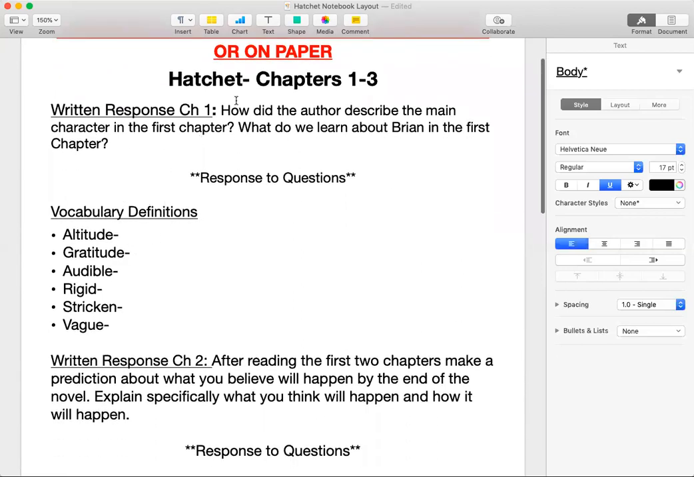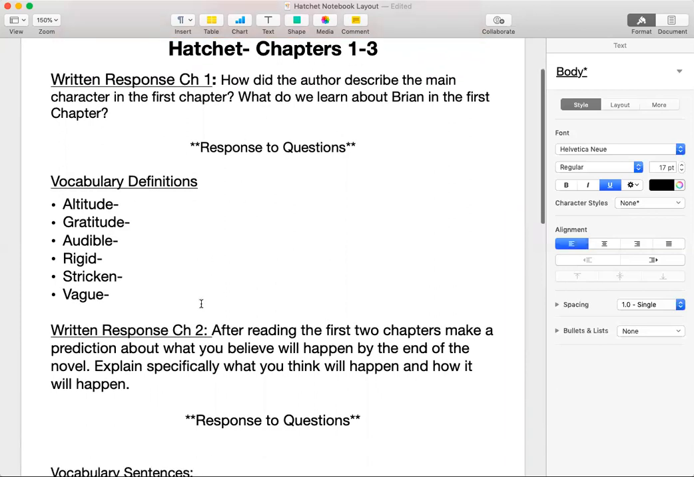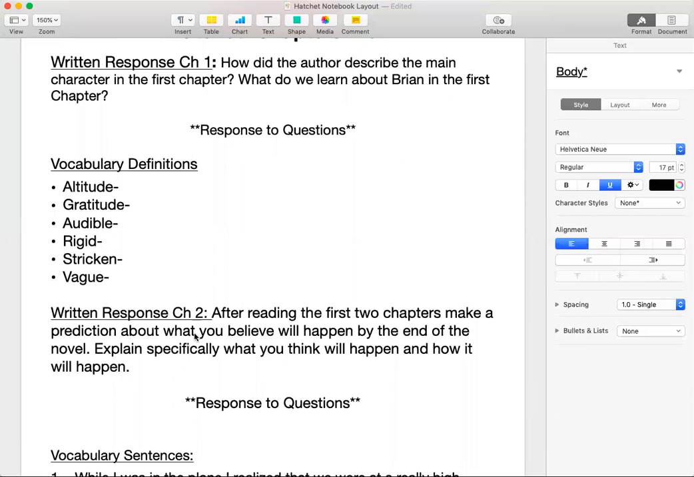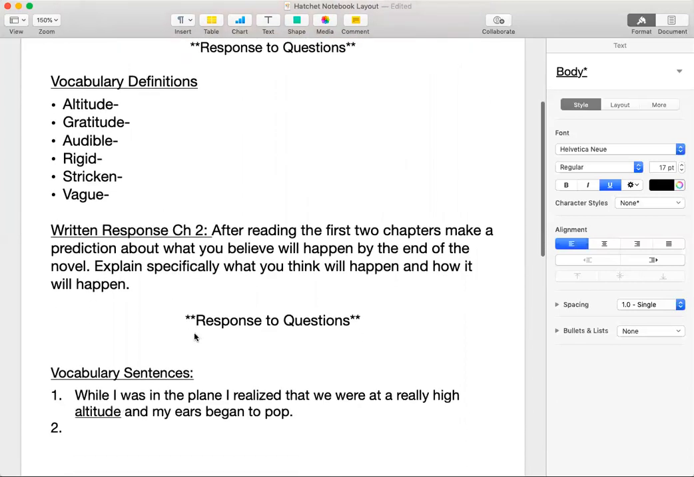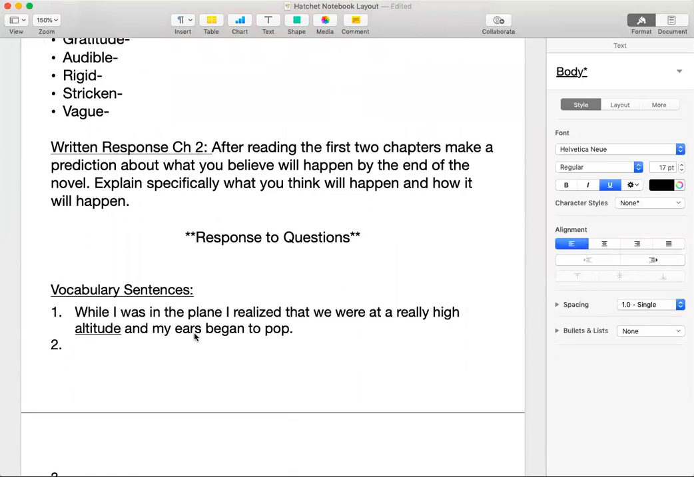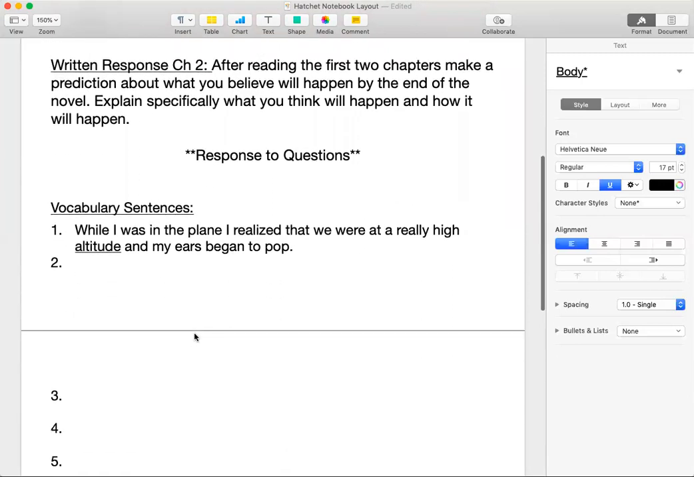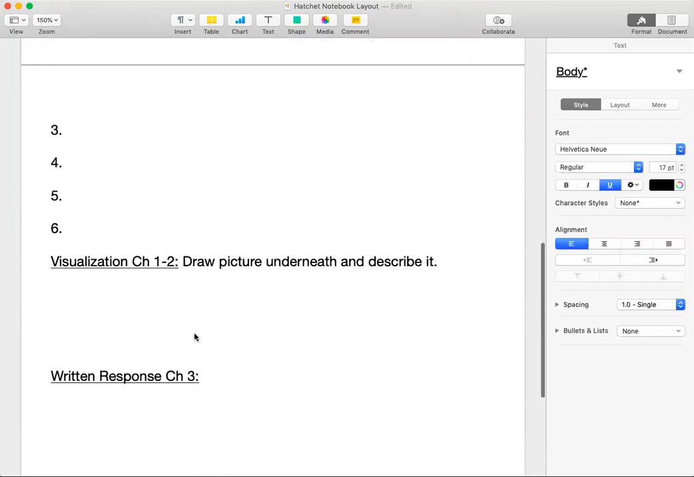Vocabulary definitions, I know those are for chapters 1 through 3 because my title appears at the top. And then you can see written response, chapter 2. Label, label, label, boys and girls. Headings and titles are what keep things organized, especially when you're doing stuff like this. You're going to have a lot of different assignments that you're going to be writing down in your notebook. So titling everything will keep it nice and organized.